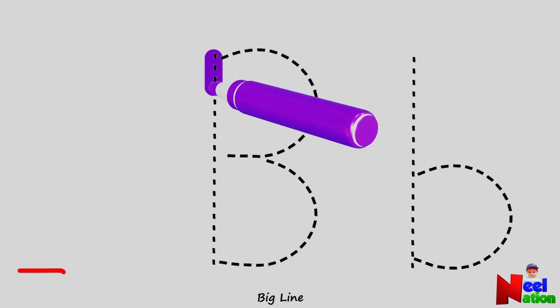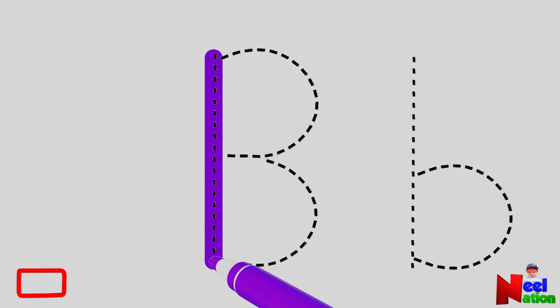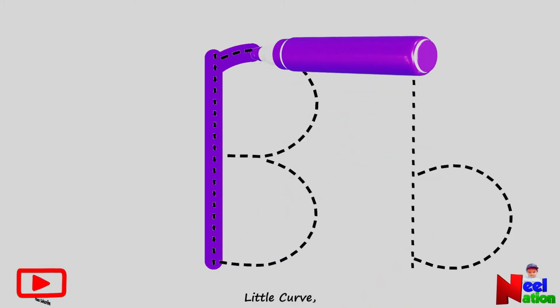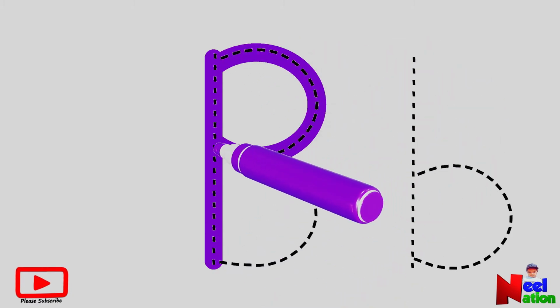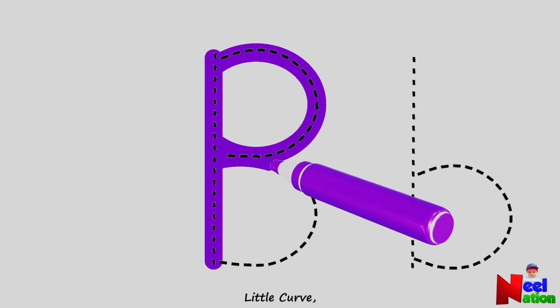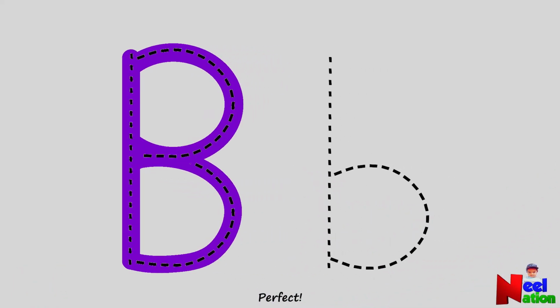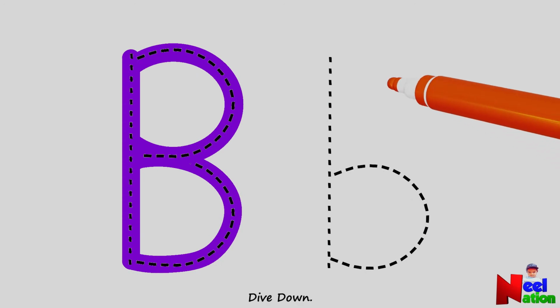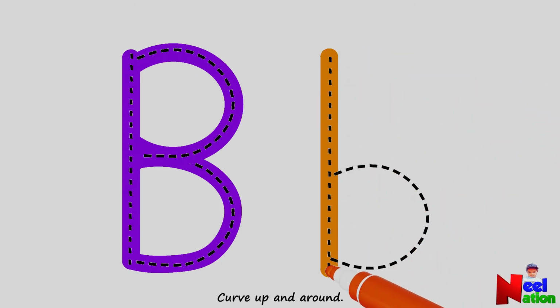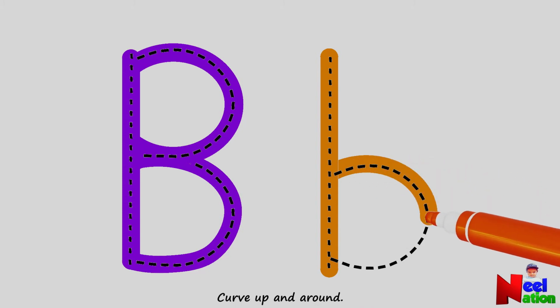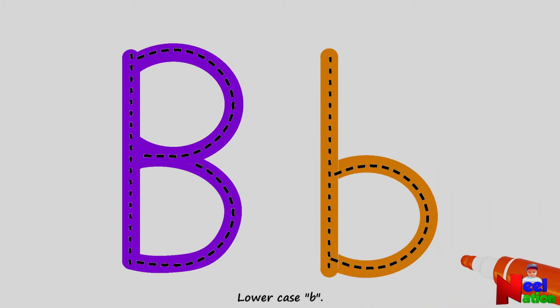Big line, little curve, uppercase B. Perfect! Dive down, curve up and around. Lowercase b. Here you go.